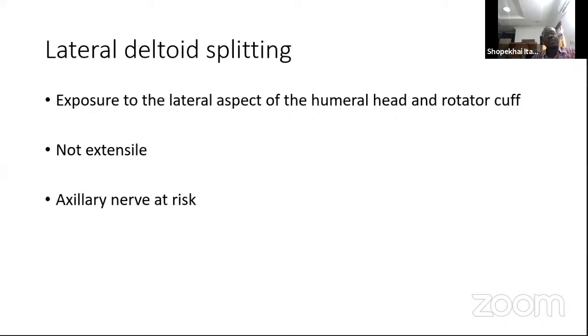The next approach we'll talk about is the lateral deltoid splitting approach. And this, as the name implies, just splits the deltoid. It gives you exposure to the lateral aspect of the humeral head, as well as the rotator cuff. Not all of the rotator cuff, particularly supraspinatus. It is not extensile, even though you could, with a skin bridge. And what's at risk here is the axillary nerve, which curves around the humeral shaft about 5 to 8 centimeters distal to the acromion.